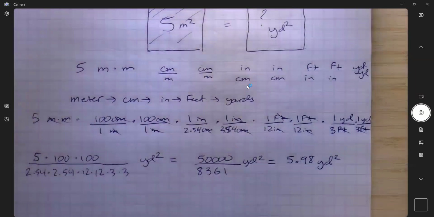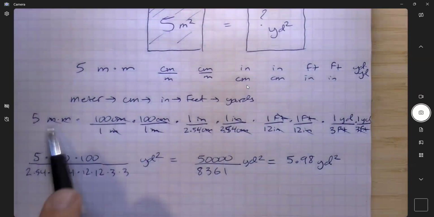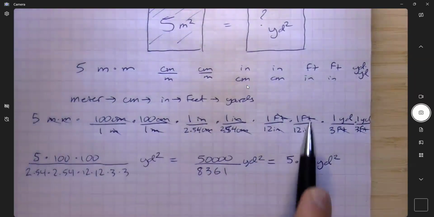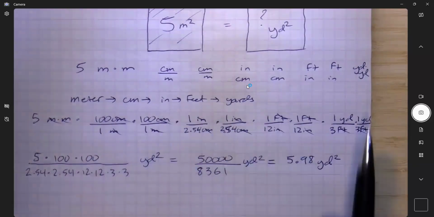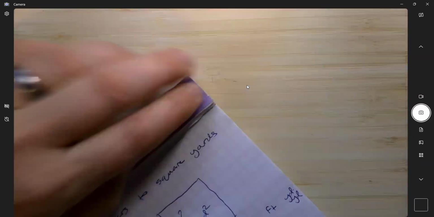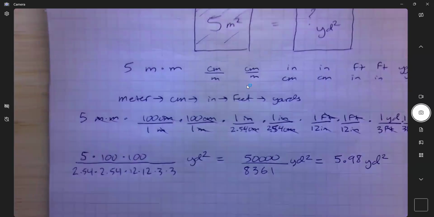You just make sure that if you have square meters, then you need to match up the meters twice, or the units twice, in any conversion as you multiply across. All right, let's do one more. And we're going to add another table of information here.